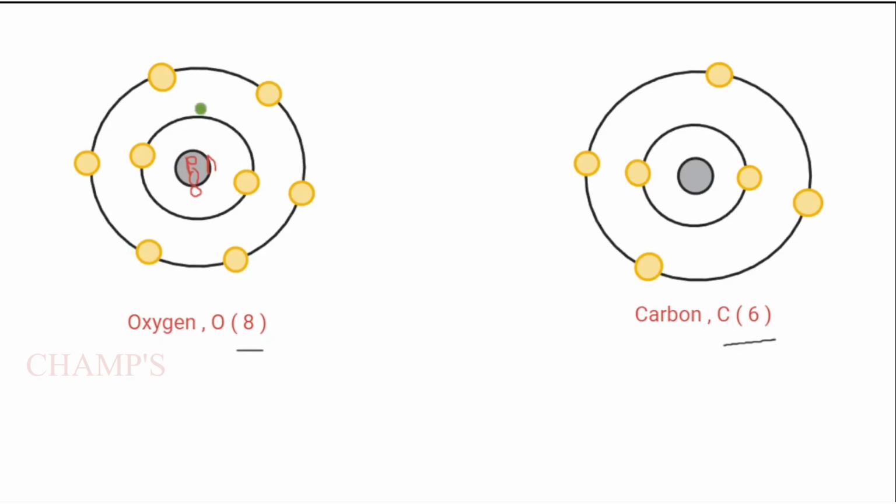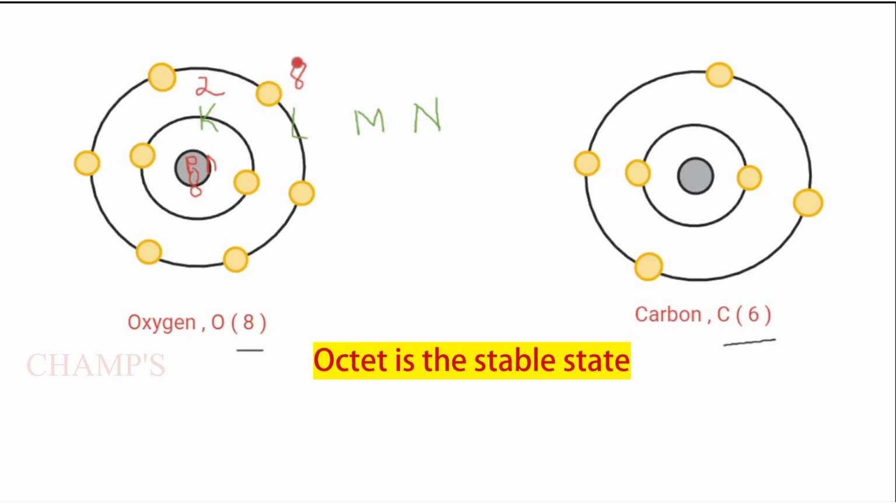So how do we fill the shells? First we start with the innermost shell, that is your K shell. Once it is filled, we start filling the next shell, that is the L shell. Then we have M and then N. Now what is the capacity of these shells? K shell's capacity is 2. For L, M, N, we try to make them an octet, because octet is the most stable state for any element.